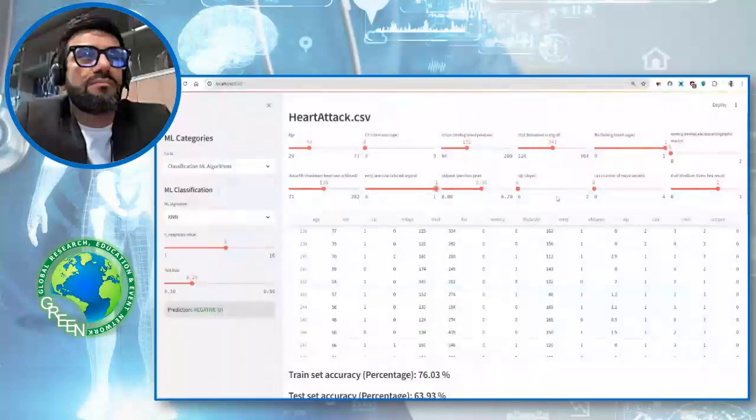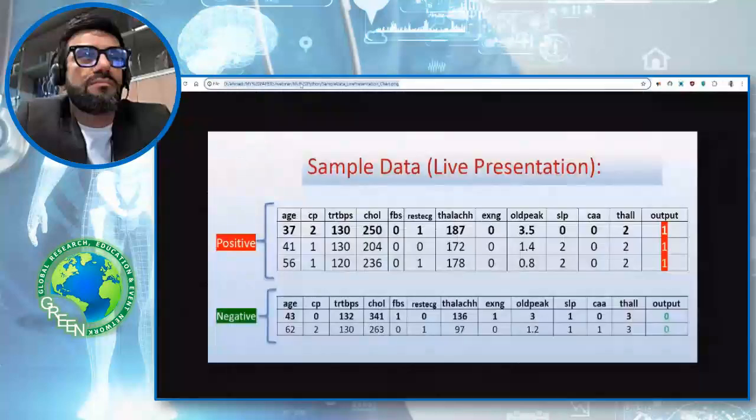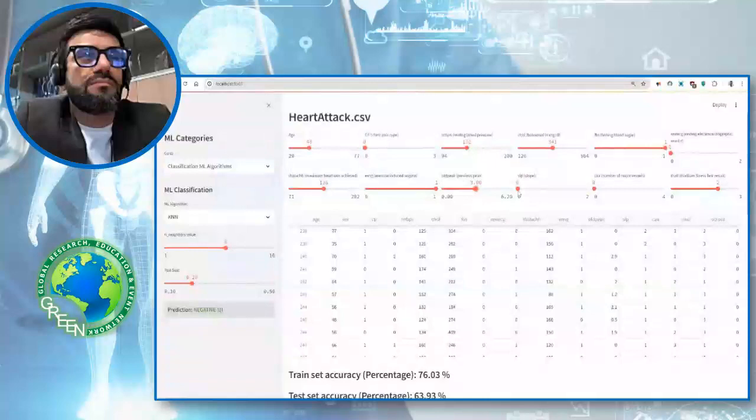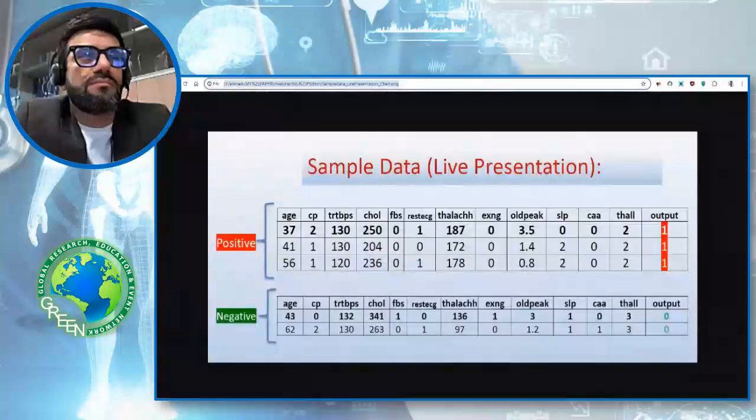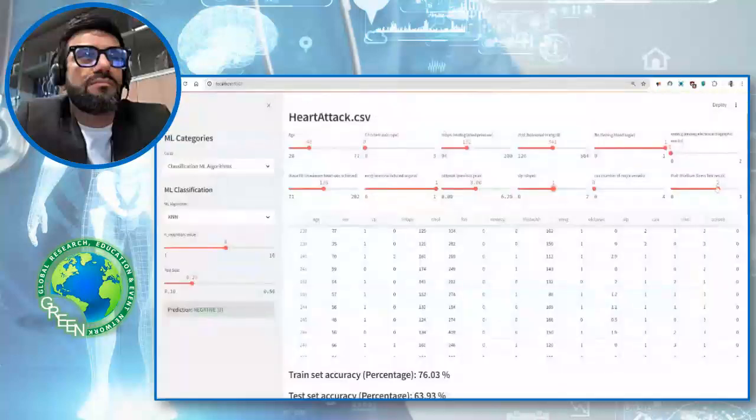Old peak is around 3. So we have to increase it to this new number. And this SLP is around 1. The CAA is around 0. And the THAL is around 3. As you can see, the result comes to negative. It means that whenever you're facing an individual, a patient, with these attributes, machine learning can help you to predict the heart attack possibility.